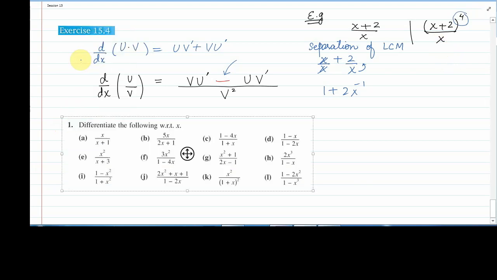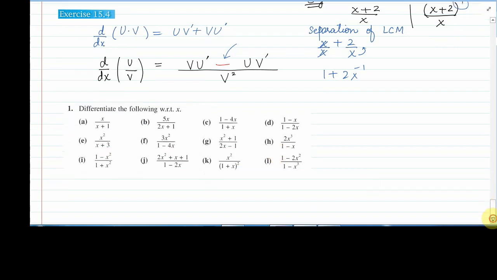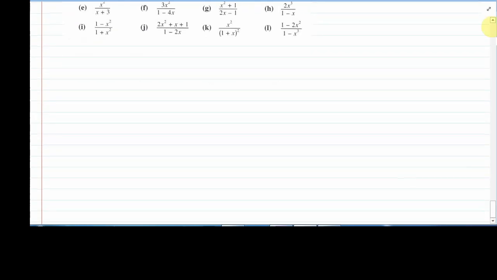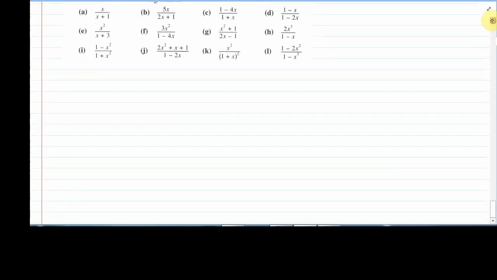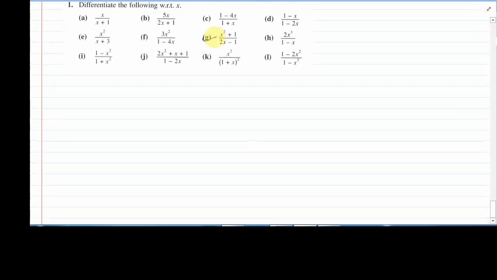Now moving on to the book questions. It's exercise 15.4 and there are the following questions on your screen, but we are going to pick selected ones for the idea only, and I will give you some as homework. So let's start with part G here. It's question number 1, part G.